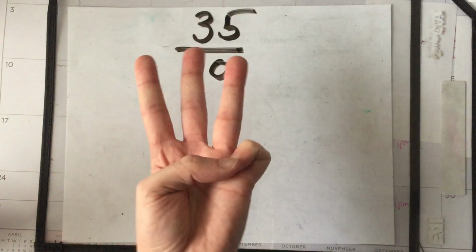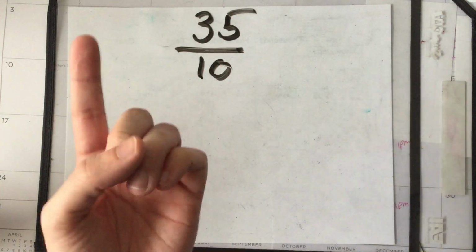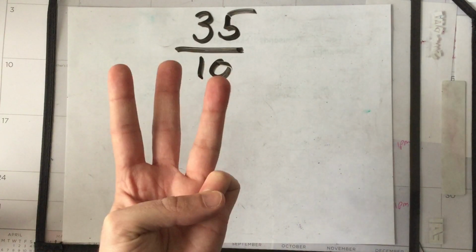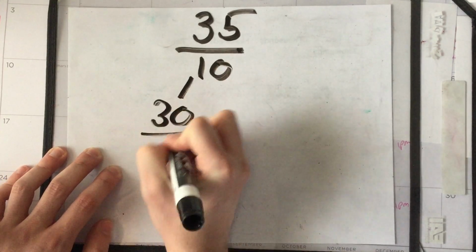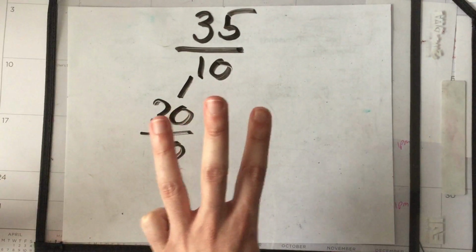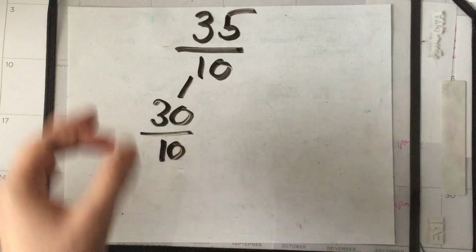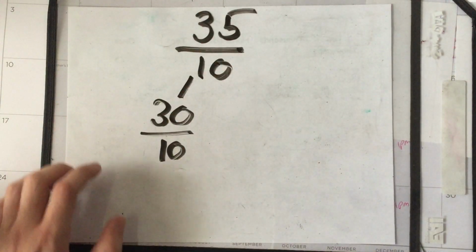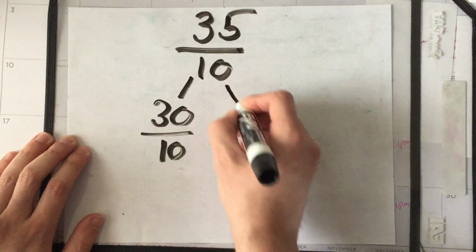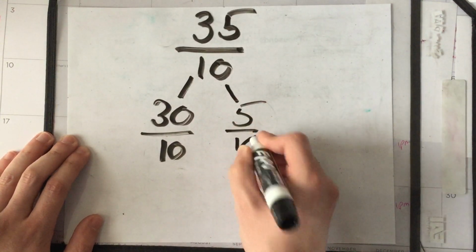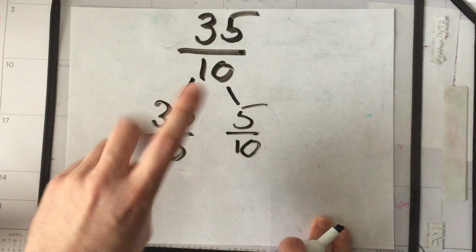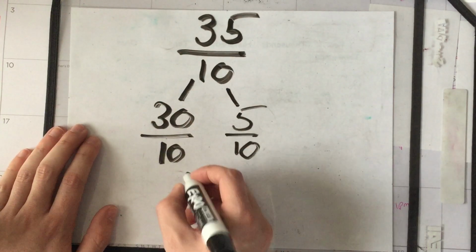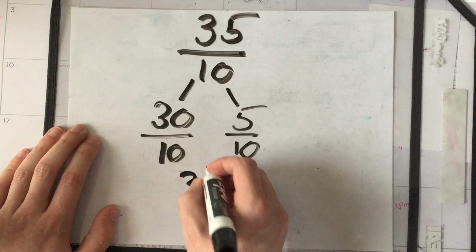So if I pull out 3 whole numbers, that would be 10 tenths plus 10 tenths plus 10 tenths. 10 plus 10 plus 10 is 30. So I'm taking out 30 tenths. I took out 3 whole numbers. Now if I do 35 minus 30, I'm left with 5 tenths. We already found out that this is 3 whole numbers. So this mixed number is 3.